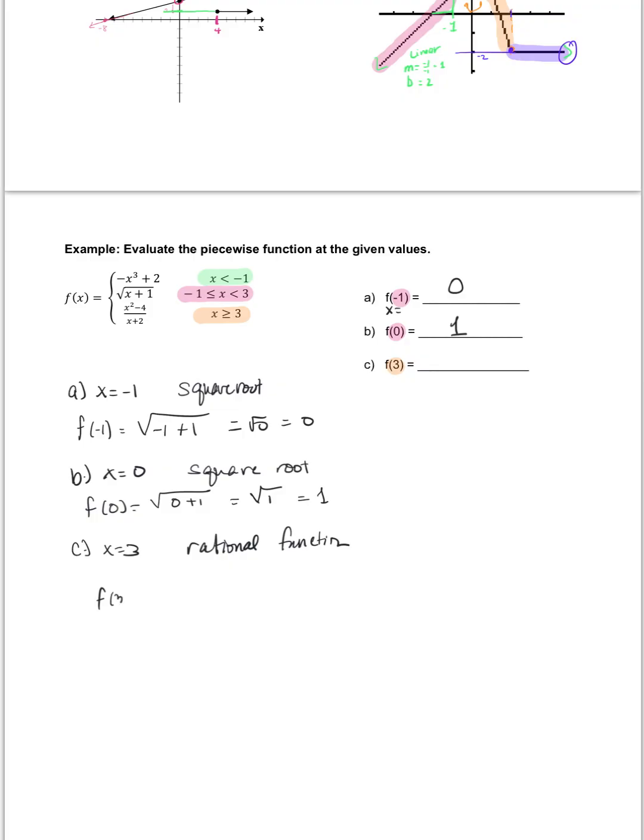So f of 3 equals 3 squared plus, that's a minus 4 over 3 plus 2. So that is 5 over 5, which is 1. So this also is 1.